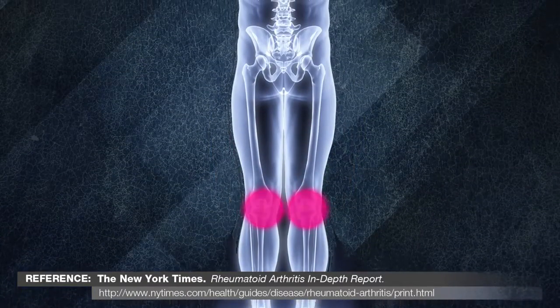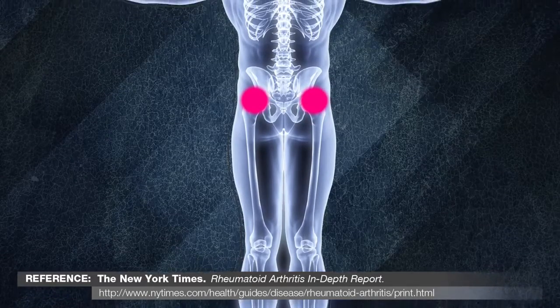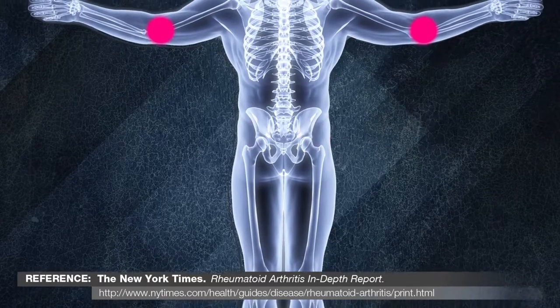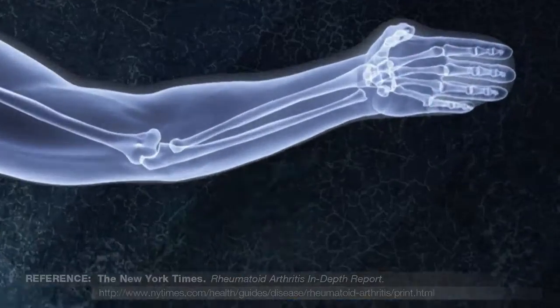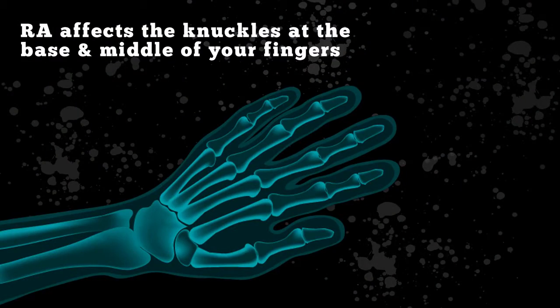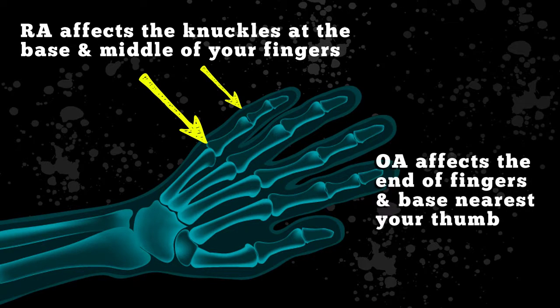RA and OA affect the body and the joints differently. RA tends to be symmetrical, affecting the same joints on both sides of the body. OA and RA both affect the hands, but they tend to affect different joints. RA tends to affect the knuckles at the base and the middle of your fingers, while OA affects the ones at the ends of your fingers and the part of your wrist nearest to your thumb.